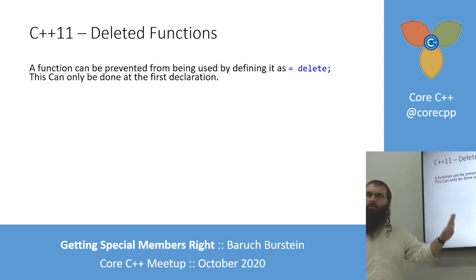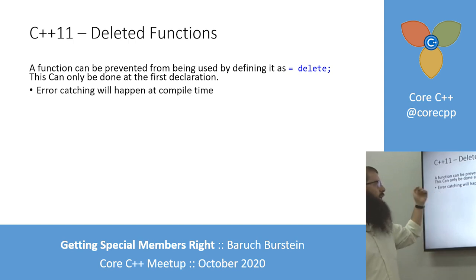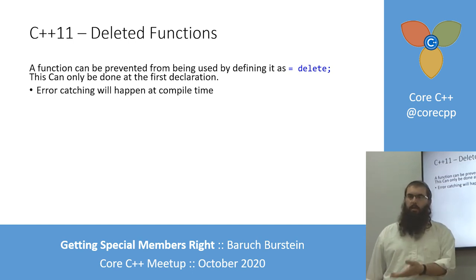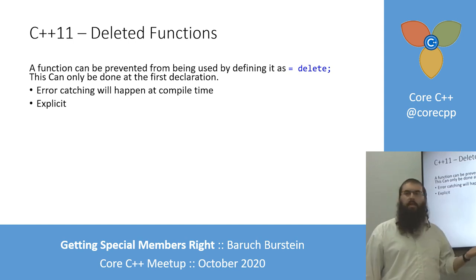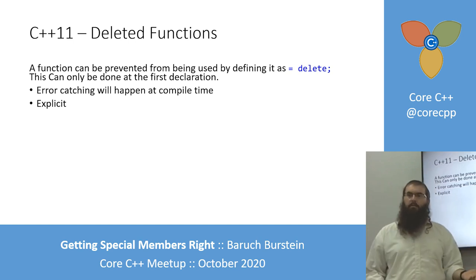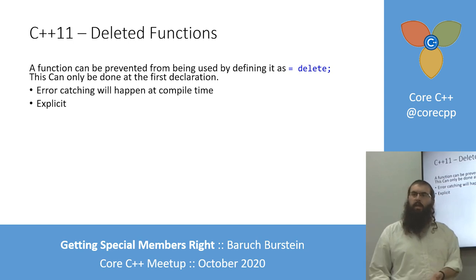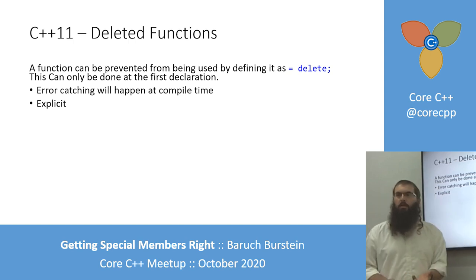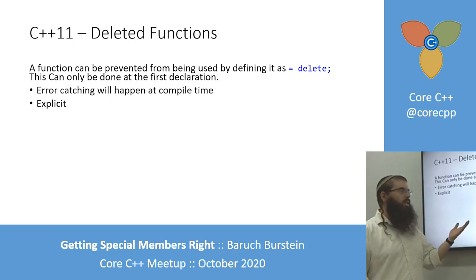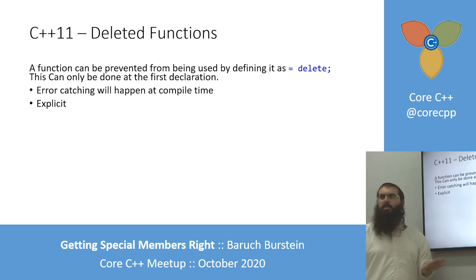This is different than just not declaring the function at all. First of all, error catching will happen at compile time, which is a good thing, as opposed to if we declare the function but don't define it, where it'll only be caught at link time. It is explicit. If we don't declare the function at all and we just assume that if somebody calls it they're going to get an error, then all of a sudden somebody tries to call it and gets an error, there's no way to tell just by looking if the error is in the caller for calling a function that shouldn't be called, or the error is in the library for forgetting to define the function. If we define it as deleted, right away you can see the function was purposely deleted and the error is in the caller.